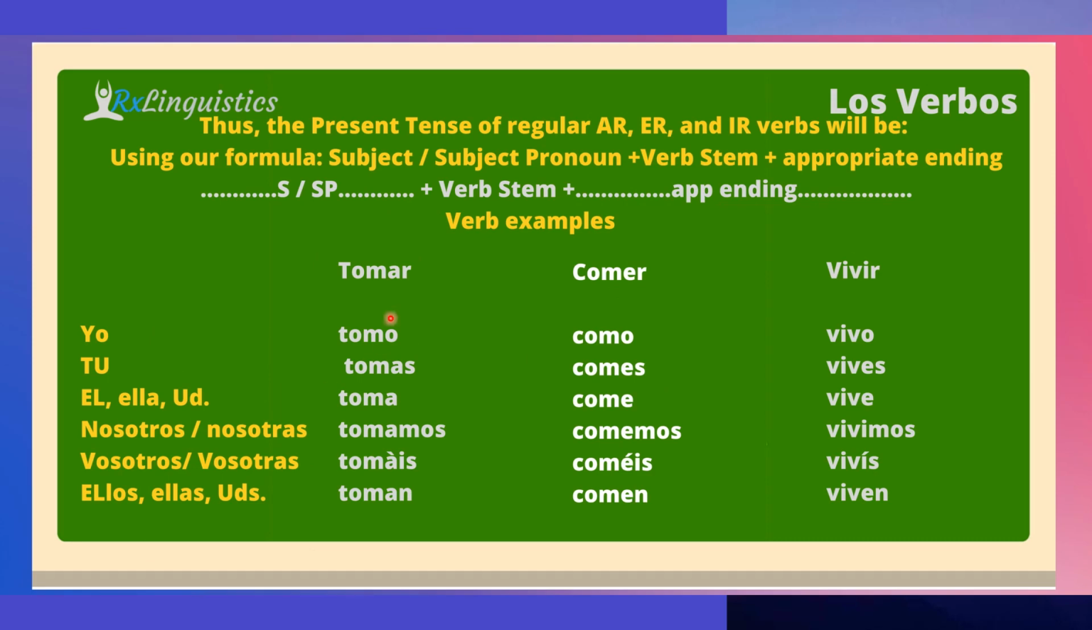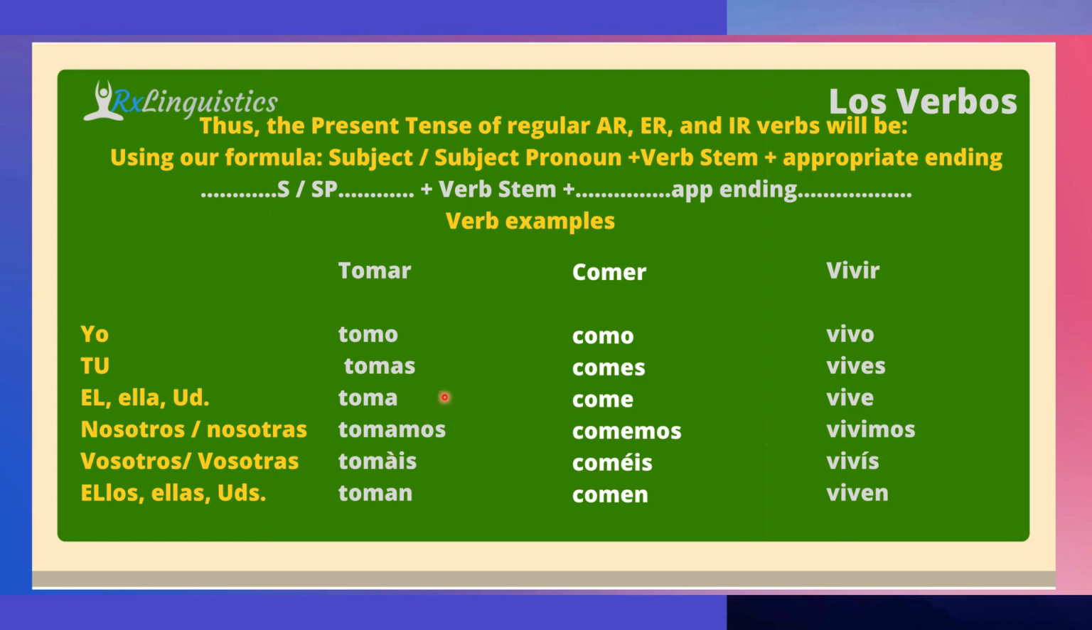So let's look at these regular verbs here. Tomar, comer, beber. Regular verb in the sense that the root is going to remain the same throughout. Tomar, you take the AR off, you have tom everywhere. Comer, com, com, com. Beber, beb, beb, beb.